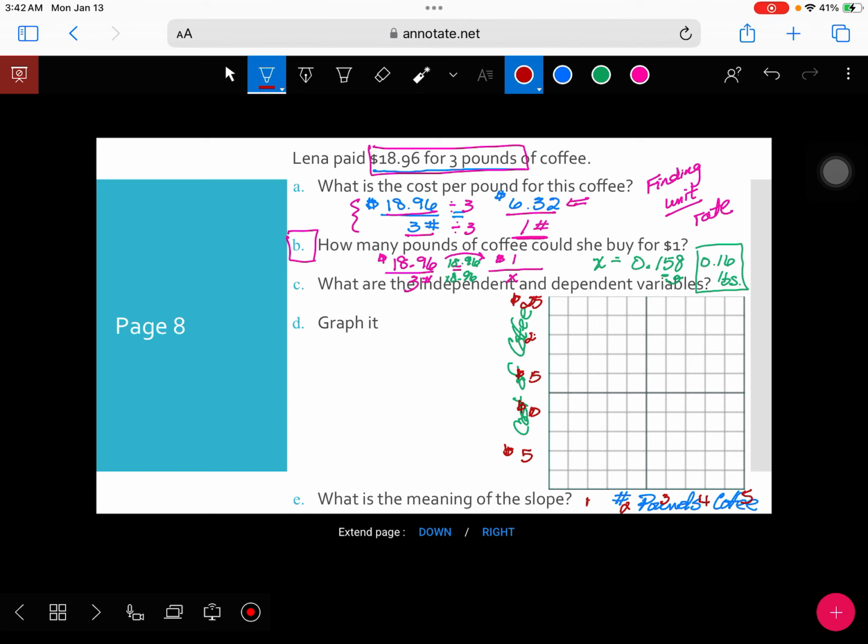Okay. And the one thing I know for sure is that 3 pounds of coffee cost $18.96, which is right close to 20. So 3 pounds cost $18.96 right there. I know 1 pound of coffee is $6.32. Let's see, halfway would be $7.50. 5 and 7.50, 2.5.